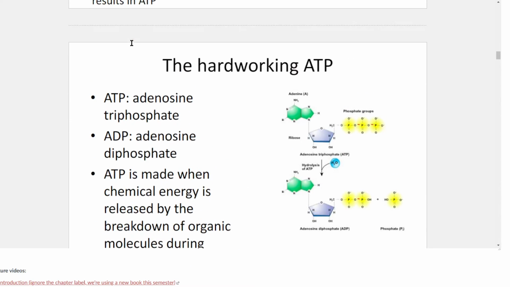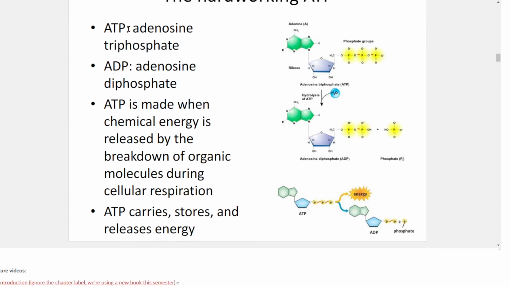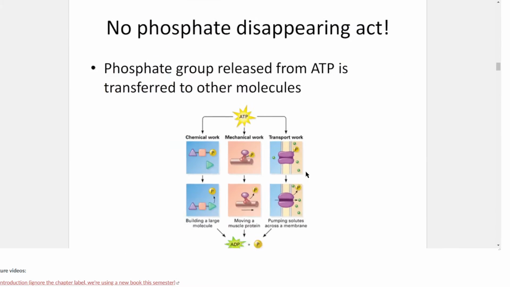So ATP, why is ATP important? It's adenosine triphosphate because it has 3 phosphates. When you want to use ATP, you break one of the phosphates to make adenosine diphosphate. ATP is made when energy is released, so we create it during cellular respiration. ATP carries, stores, and releases energy. This is why we need it, because it deals with energy.